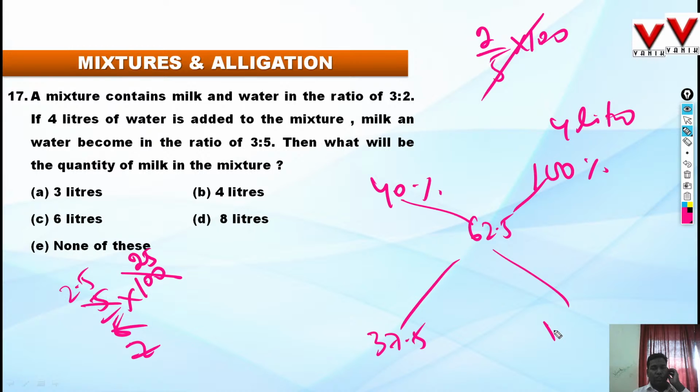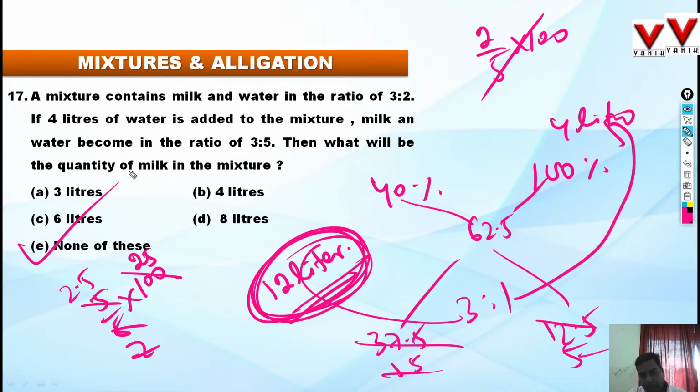This is your 3:1. If 1 is equal to 4 liter, then 3 is equal to 12 liter. 12 liter. Option E is our correct answer.